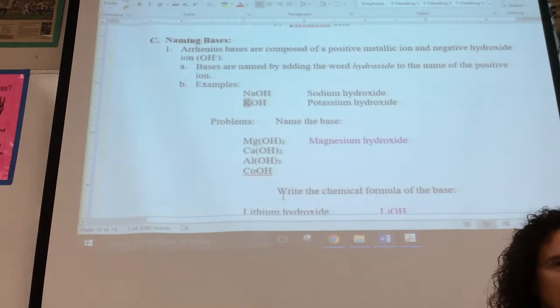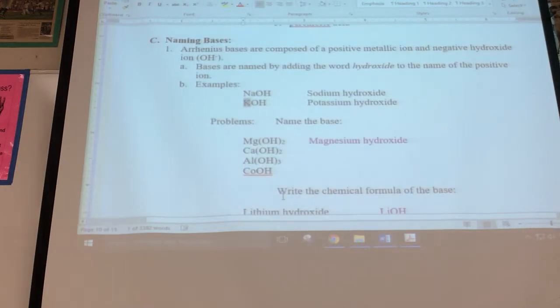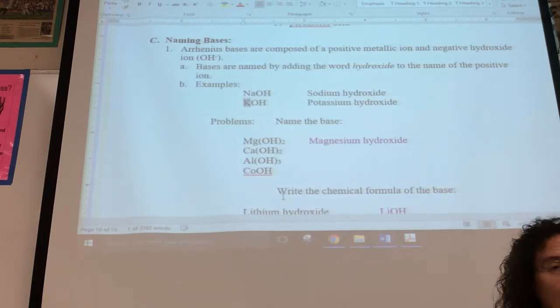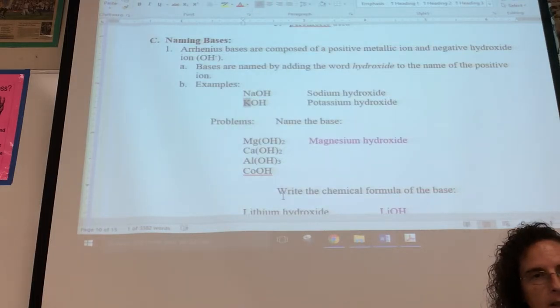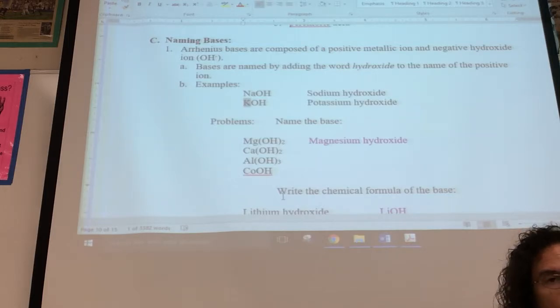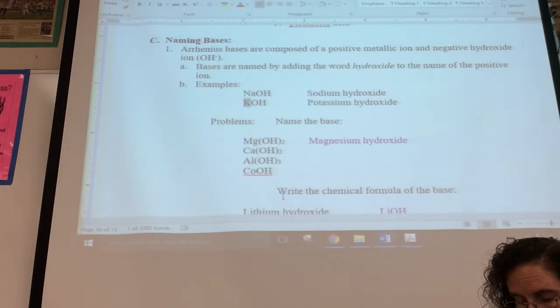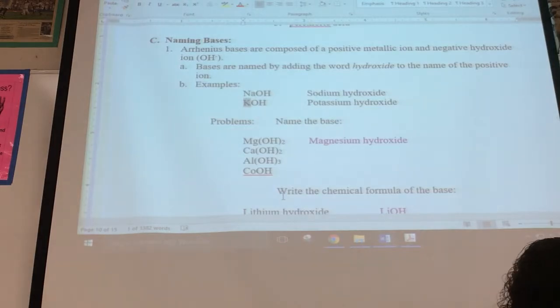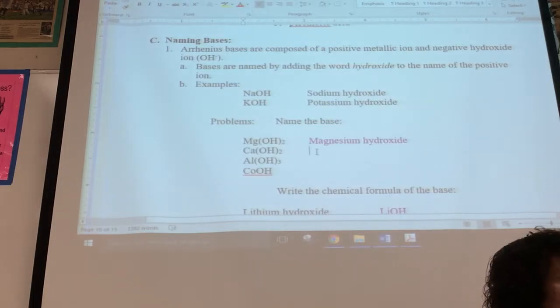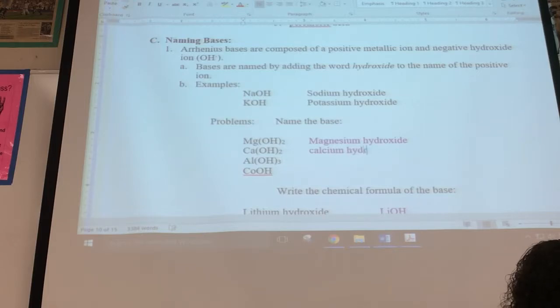The only thing that could get tricky here is if you have a transition element that requires a Roman numeral because it can form more than one cation, or if you have tin or lead that also require a Roman numeral because they can be 2 plus or 4 plus. Otherwise, pretty straightforward. What would the name of this base be? Calcium hydroxide. And what about the next one?